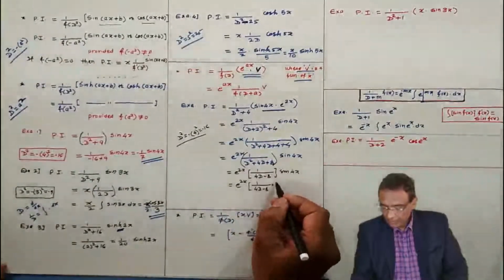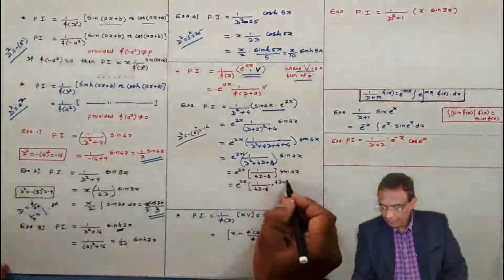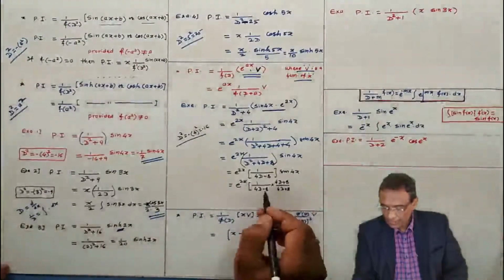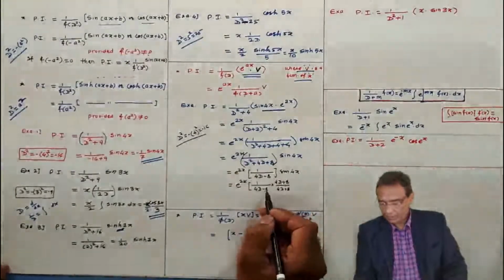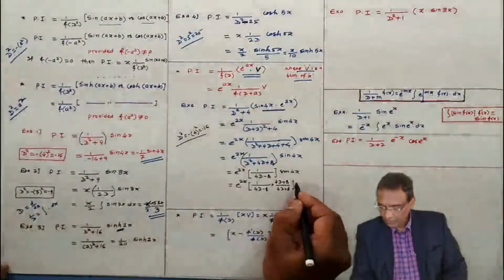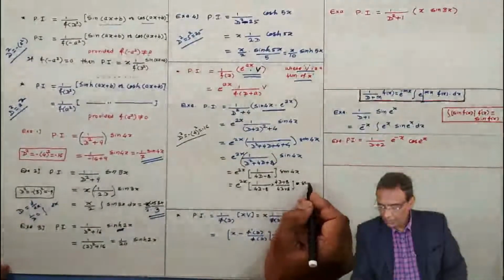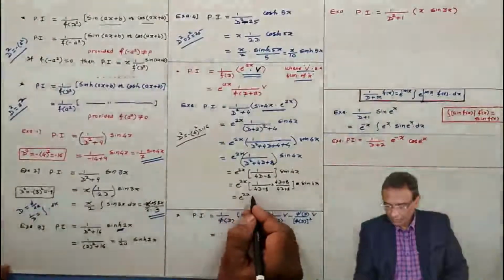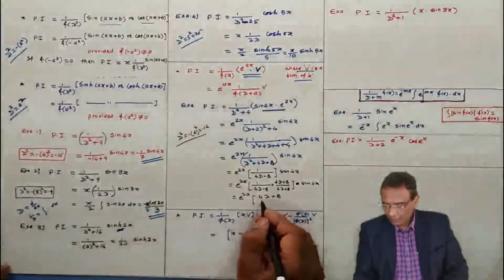So here, the real conjugate of this is 4d plus 8. I just have to change the sign. Multiply by the conjugate, the real conjugate, and divide by the conjugate, on sine 4x. Now e to the power of 2x, 4d plus 8 is the numerator.